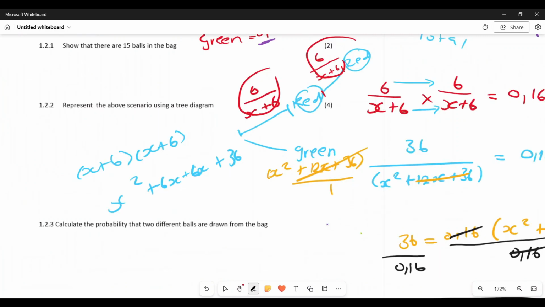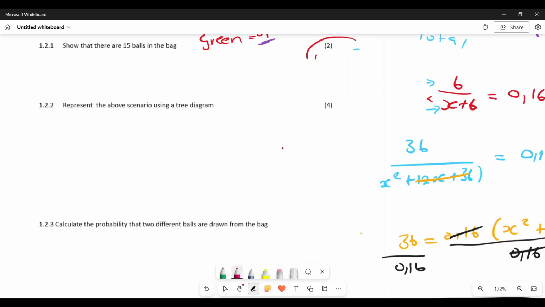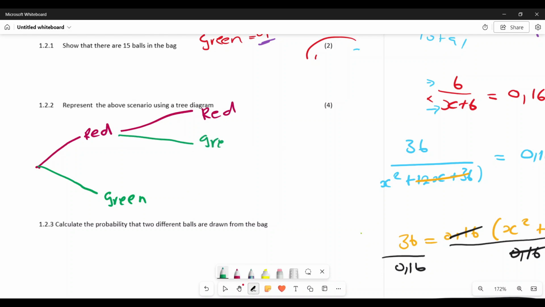For the next question, we must try and represent the above scenario on a tree diagram. Doing so, this would be my starting point. And remember, I could either choose red or green. After I've chosen red, I can make another branch. So I can also choose red again or choose green this time. Doing the same here, I can either choose green again or choose red this time.